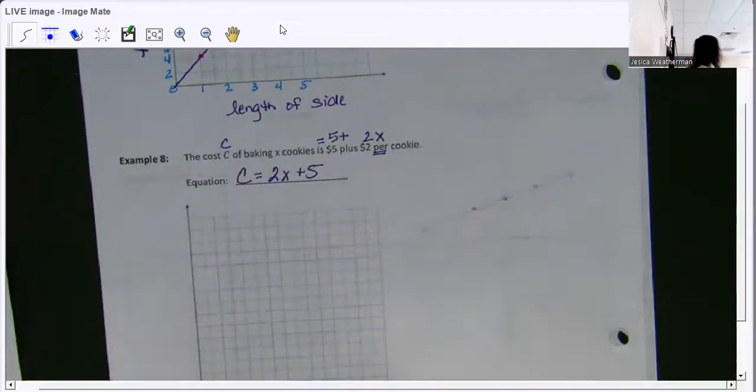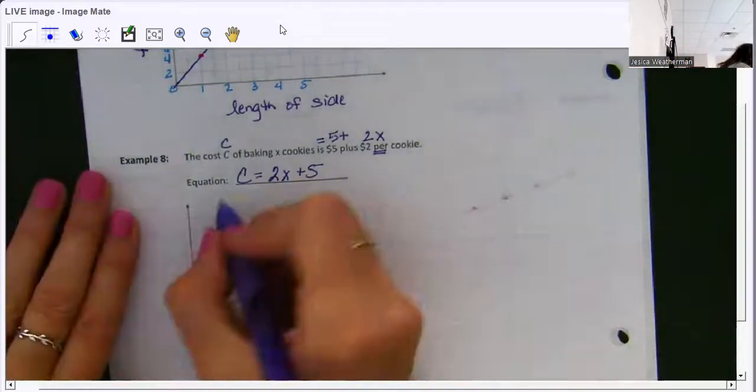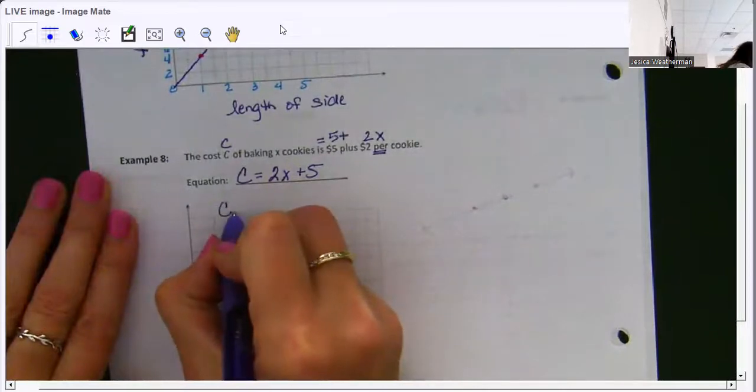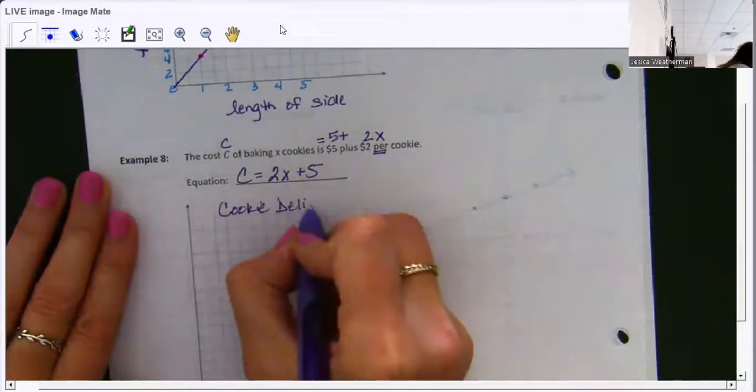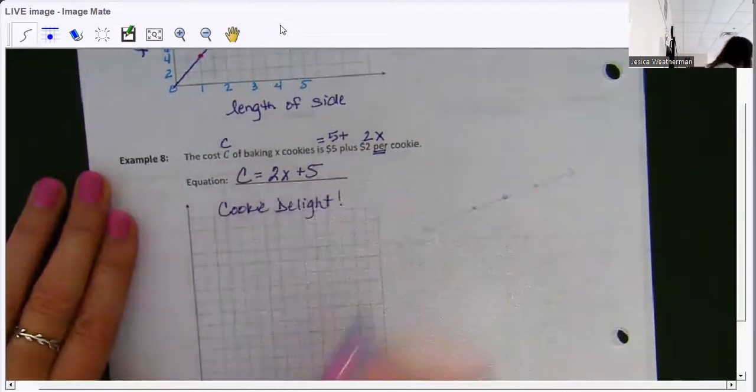Now when I think about my increments, I do like to create a table, but you don't necessarily always have to do that. So let's go ahead and start creating our graph. We need to label it, give a title, and create the increments. Give it a title that you want, as long as it's related to the problem. You could be a little bit creative if you want.